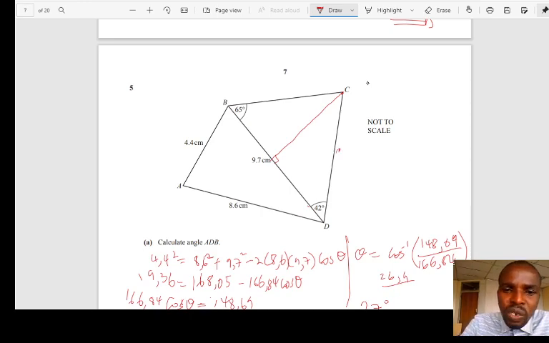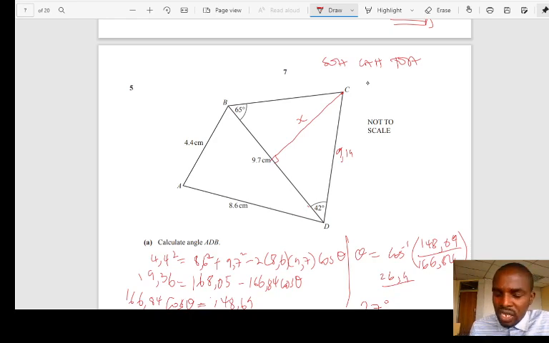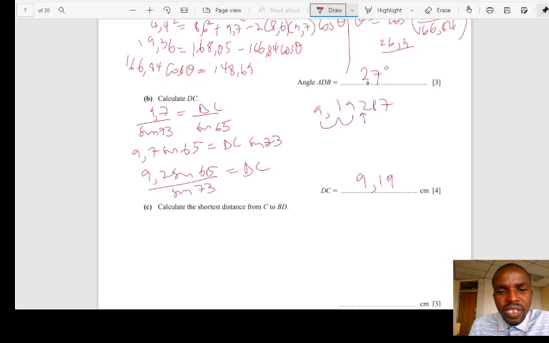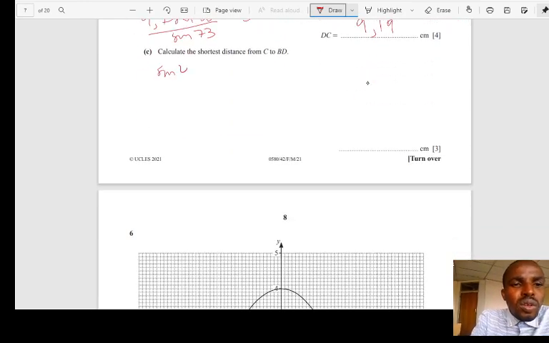So DC we got 9.19. Remember? So we want this distance X. What is the shortest distance here? We can use SOHCAHTOA. Based on SOHCAHTOA, X is opposite to 42 degrees. Then CD is the hypotenuse. So opposite and the hypotenuse, it's sine. You can say sine 42 is equal to x over 9.19, which is CD or DC.